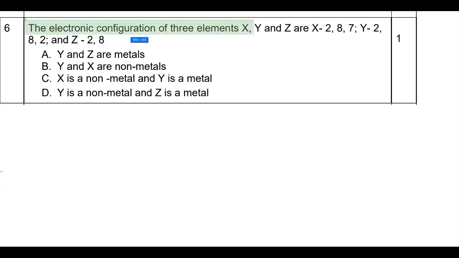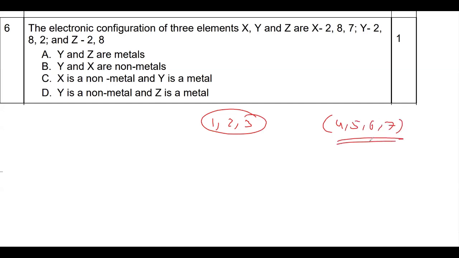The next question is the electronic configuration of the three elements X, Y, Z. So the electronic configuration of X is this, for Y it is this, and for Z it is this. We have to identify which of them are metals and non-metals. What you should know is that metals generally have either 1, 2, or 3 electrons in the outermost shell, and the non-metals have 4, 5, 6, or 7 generally, and 8 electrons in the outermost shell is exhibited by noble gases. Now check here, X has 7 electrons in the outermost shell, so it must be a non-metal. Y has 2 electrons in the outermost shell, so it's a metal. And Z is a noble gas, having 8 electrons in the outermost shell.